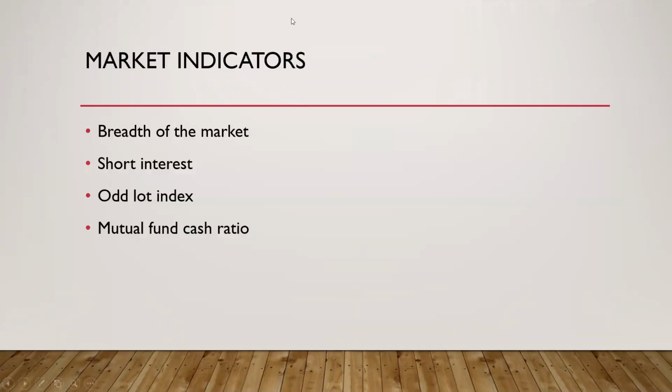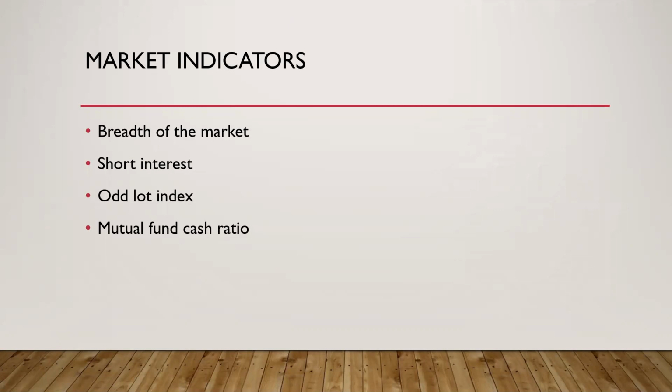So that is with regard to the mathematical indicators. The next type of indicator which a technical analyst uses is market indicators. Under market indicators, they are going to consider the breadth of the market, the short interest, the odd lot index, and mutual fund cash ratio. So what do you understand by the term breadth of the market?